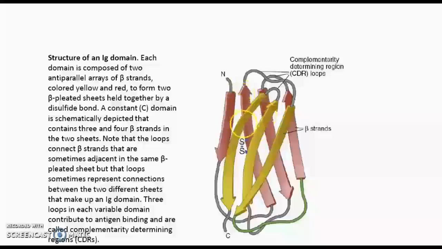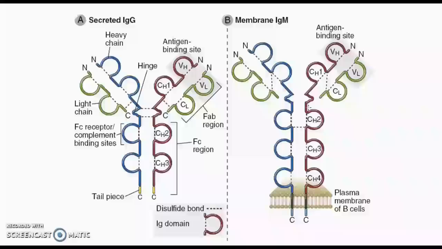The two layers are held together by a disulfide bridge. Adjacent strands, here is the adjacent strand, are connected to each other by a short loop. Here is the loop.